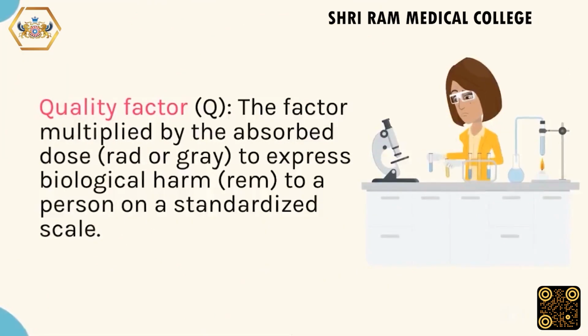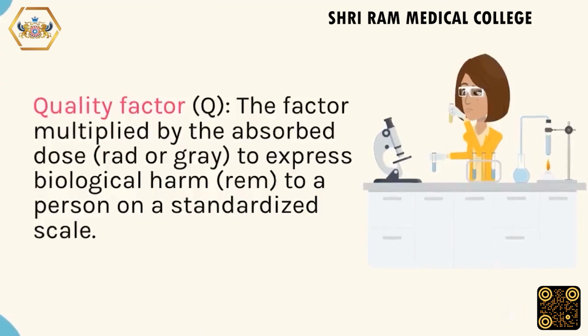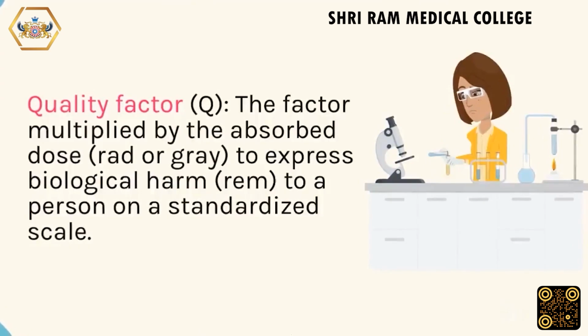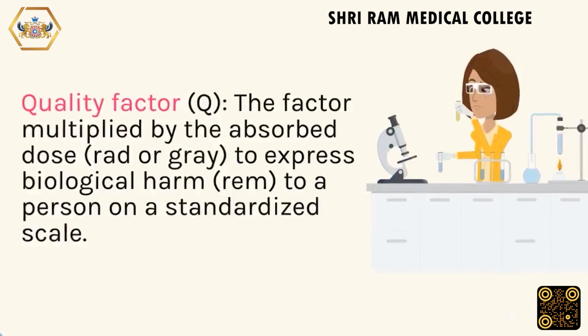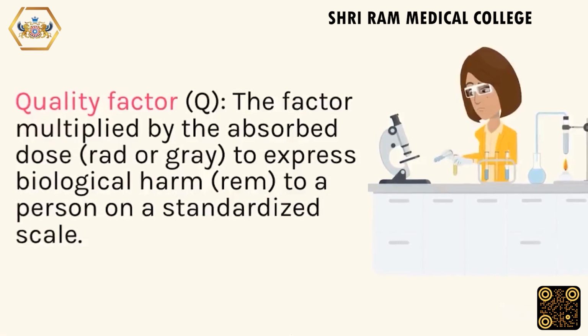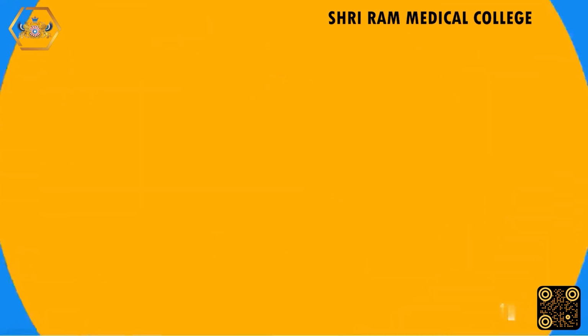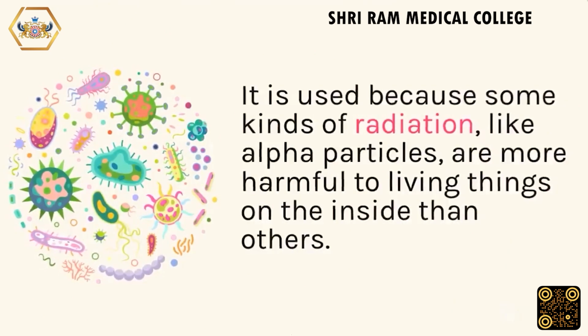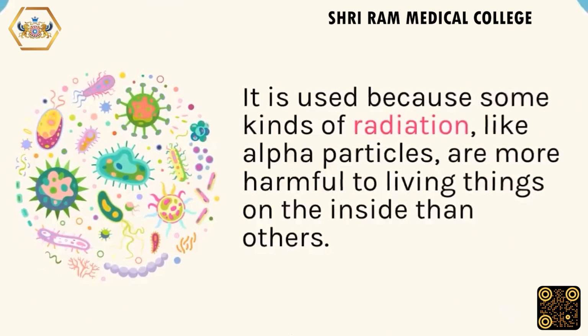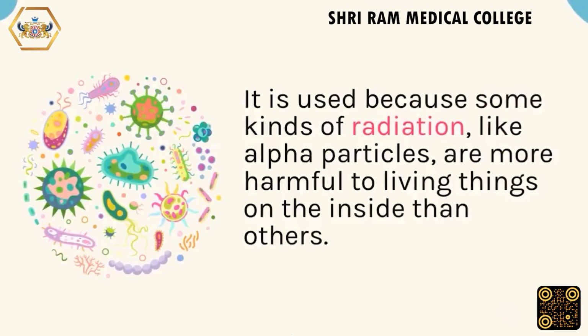Quality factor, Q, the factor multiplied by the absorbed dose, rad or gray, to express biological harm, rem, to a person on a standardized scale. It is used because some kinds of radiation, like alpha particles, are more harmful to living things on the inside than others.